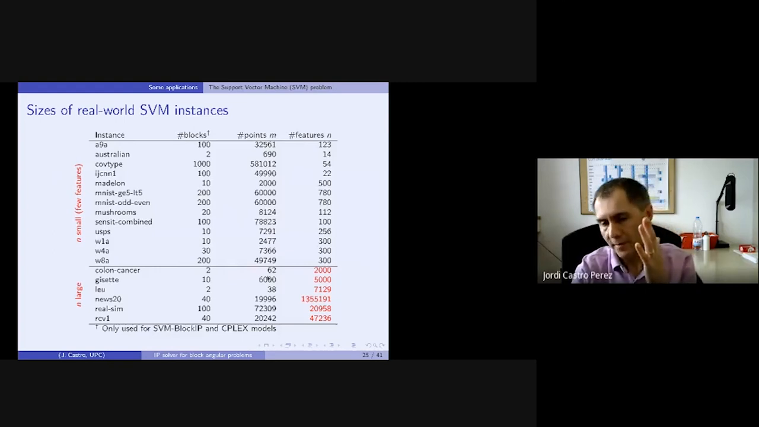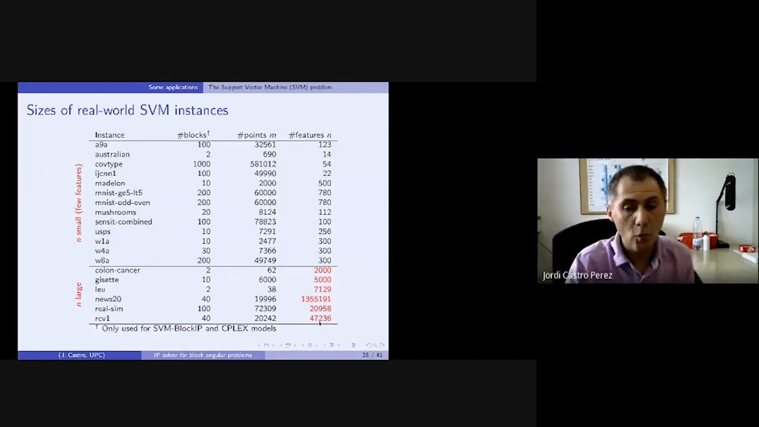Well, sorry, the number of points is small or not, because in that case we have 72,000, but the number of features is very large. It's much larger than here. For instance, this problem, RCV1 or News20, is a problem of classification of text. These are real problems of classification of text. This is a problem by Reuters, the British news agency. This is a problem where we want to classify 20,000 documents, and each document is represented by a dictionary of 47,000 words.